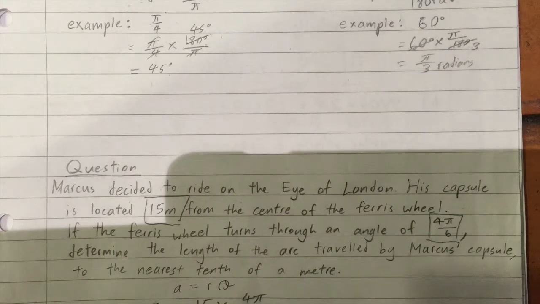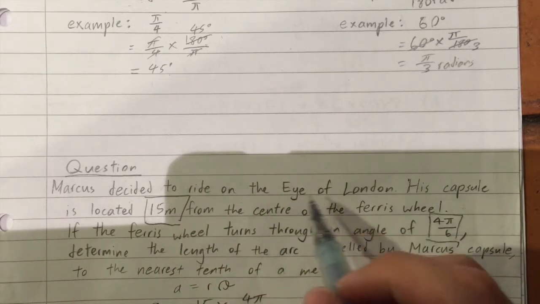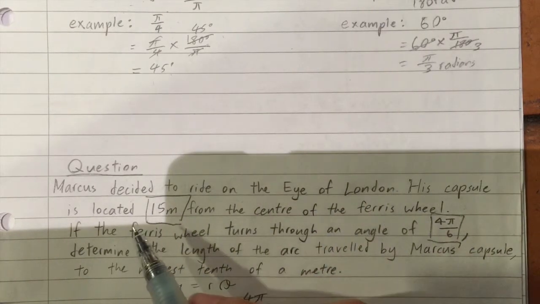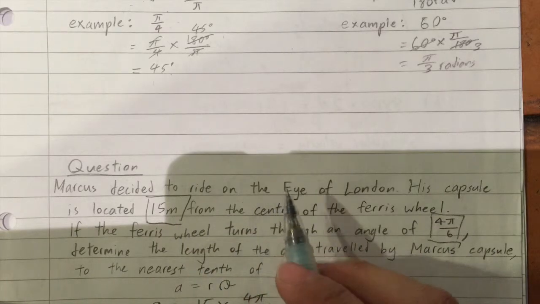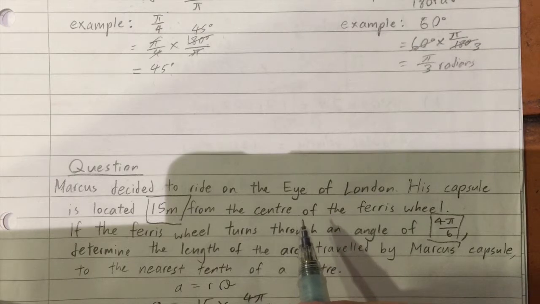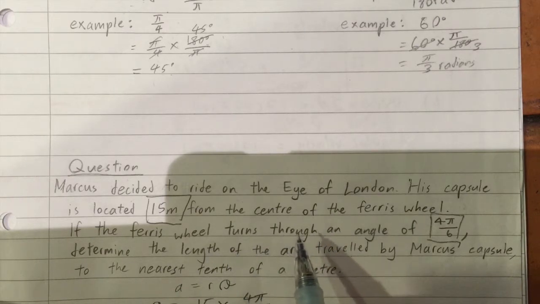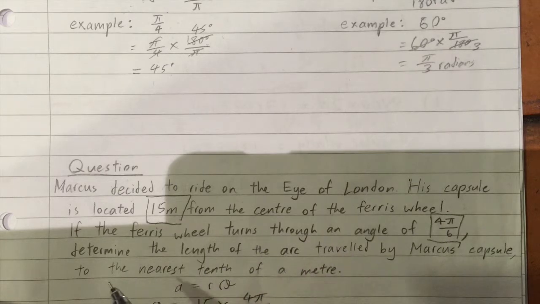Now let's do a question, shall we? In this question, Marcus decided to ride on the Eye of London. His capsule is located 15 meters from the center of the Ferris wheel. If the Ferris wheel turns through an angle of 4 pi over 6, determine the length of the arc traveled by Marcus' capsule to the nearest tenth of a meter.